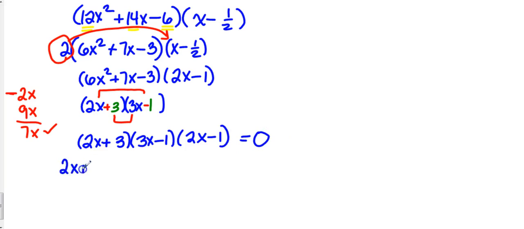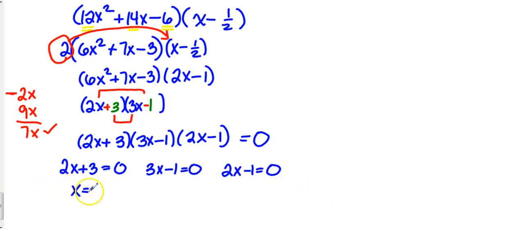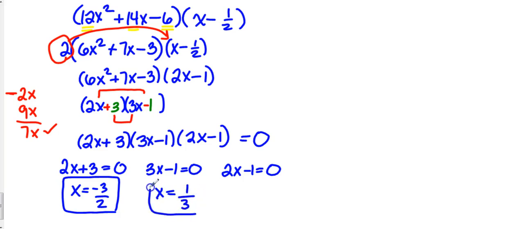Setting each of these equal to 0, here we get x equals, let's try using mental math on all of these. So subtract 3 divided by 2 results in negative 3 halves. Add 1 divided by 3, 1/3. Add 1 divided by 2, 1/2.